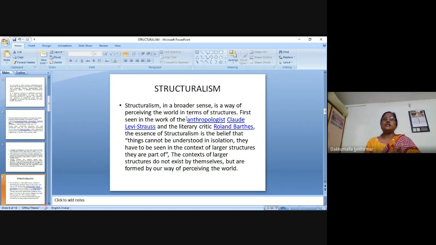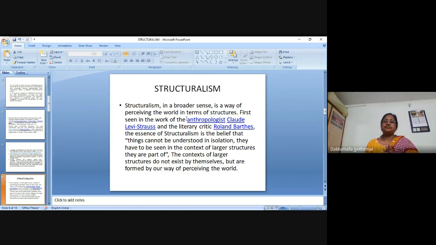Now, the essence of structuralism is the belief that things cannot be understood in isolation. The principle of structuralism is that we cannot understand things or words in isolation, because they are a part of a structure. Don't think that structures are away from us. While living in a family, we are living in a structure. We have to simplify this word structure, which is an omnipresent thing, because starting from the very beginning, the family is a structure.